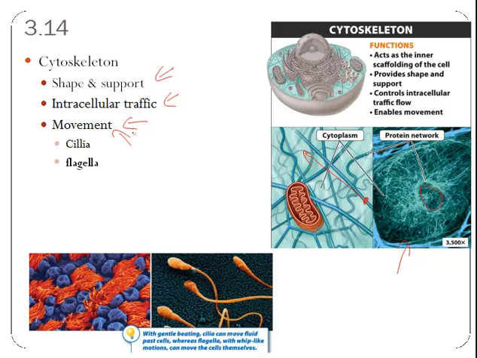Movement, as far as external movement, some cells have cilia and some have flagella. The main difference between those is their number and their length. So cilia, there's going to be lots of them and they'll be much shorter. Flagella, there'll be just a few, and they'll be much longer in structure.